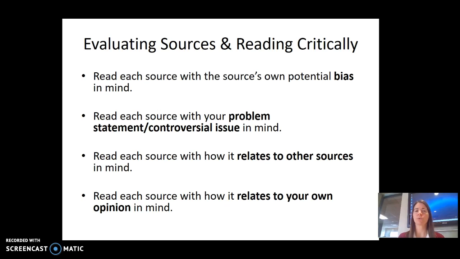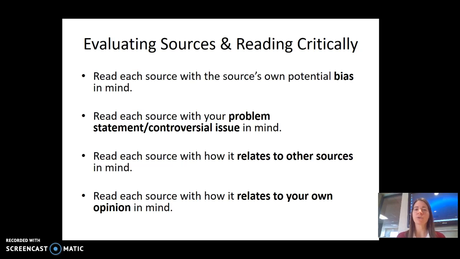You should also read each source with the problem statement, the controversial issue, in mind. So you know you're going to be writing about whether or not wolves should be on the endangered species list in Wisconsin. Read your sources with that in mind. Or you know you're going to be writing about the pros and cons of universal health care in the U.S. Read your sources with that information in mind.